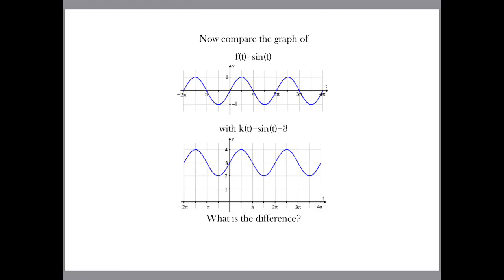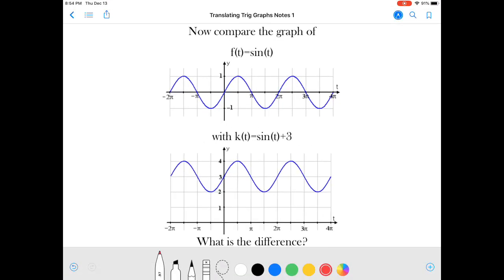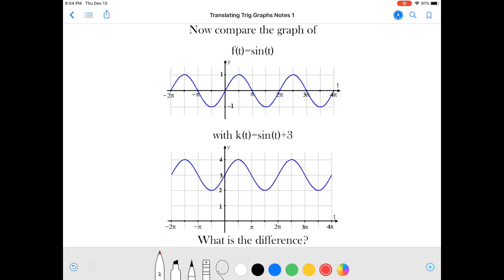Okay, one more pair of graphs to compare. Let's take a look at f of t equals sine t, our original graph that we've been looking at all along, and k of t, which equals sine of t plus 3. This time the 3 is outside of those parentheses.